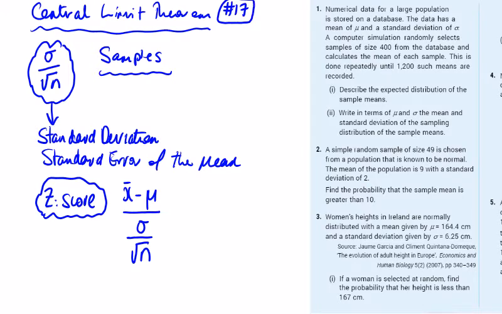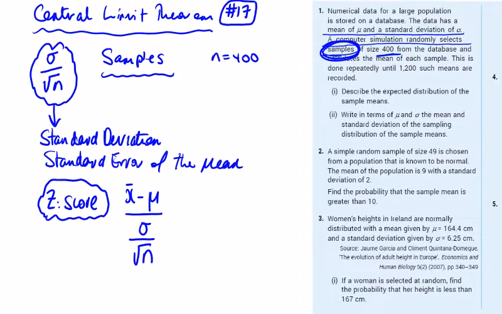So let's have a look at the first question here. Numerical data for a large population is stored in a database. It has a mean of mu and standard deviation sigma. A computer simulation randomly selects samples. So you're thinking straight away samples, circle it, 400. So we're looking at n is equal to 400. This is done repeatedly, and from the database, it calculates the mean of each sample. So it selects samples of size 400 and calculates the mean of each sample. This is done repeatedly until 1200 such means are recorded.